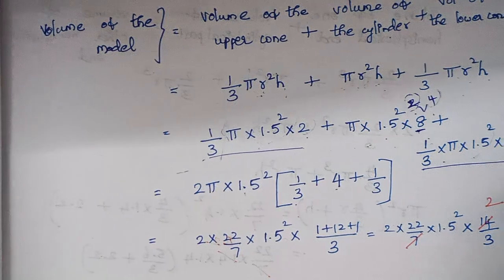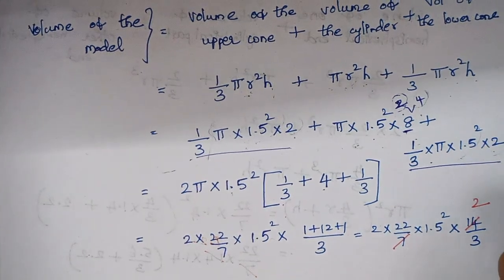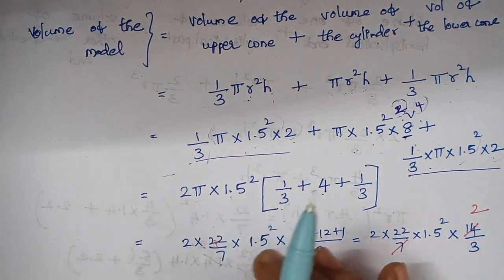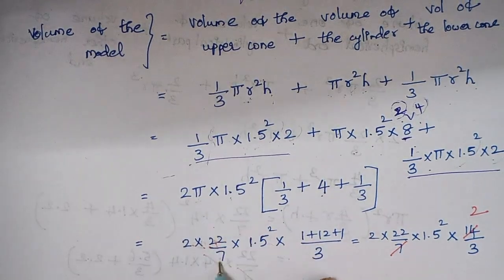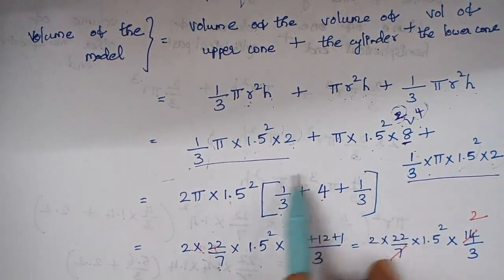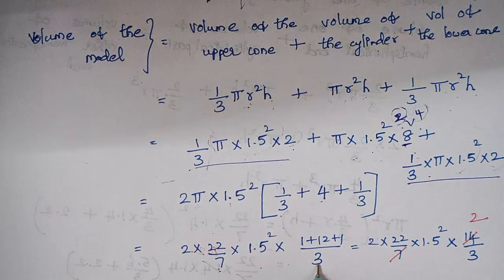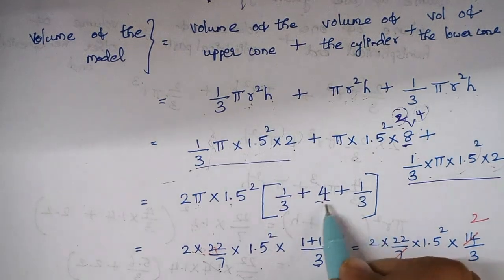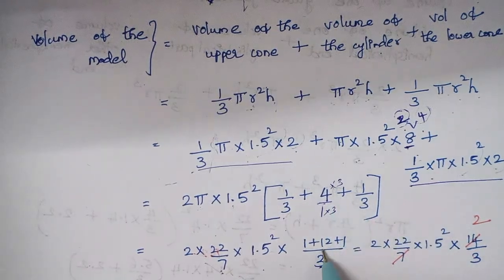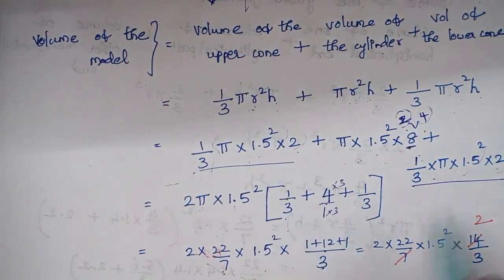So, the next step is we are substituting the values, right? So, 2 into 22 by 7, here the value of pi is not mentioned, right? So, you can take the value as 22 by 7 into 1.5 square into, here when you take LCM, the base is 3, denominator is 3. So, here it is 1, right? So, multiply by 3 on both sides. So, 4 3s are 12 and here it is 1 and here it is 1.